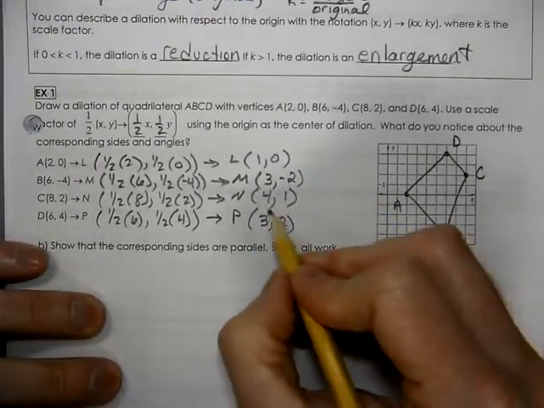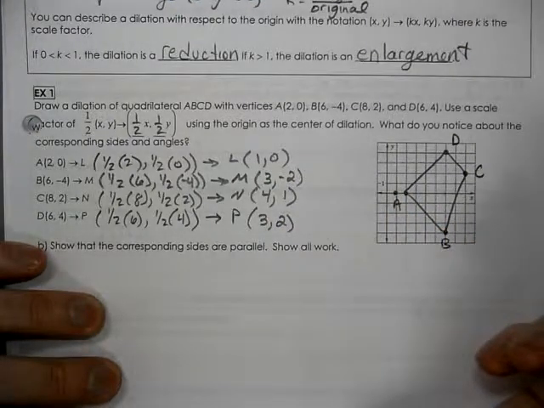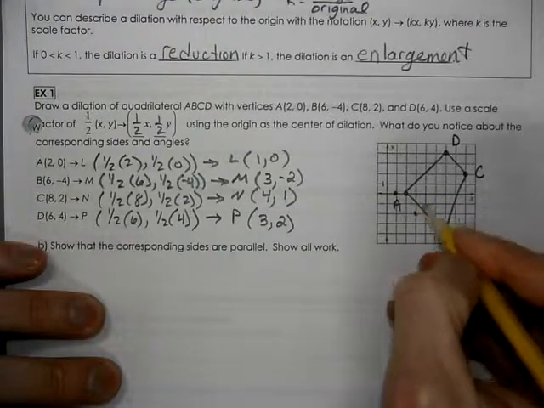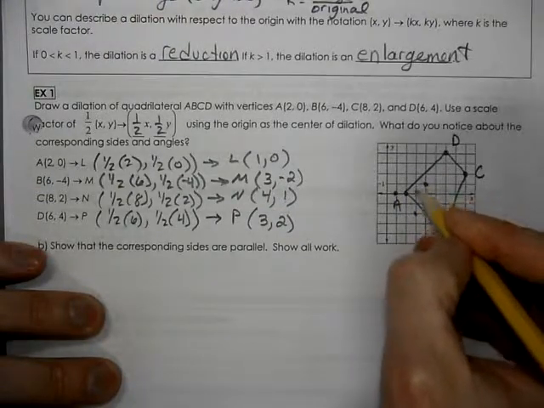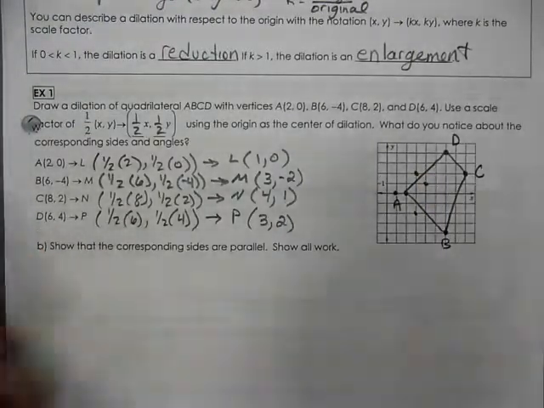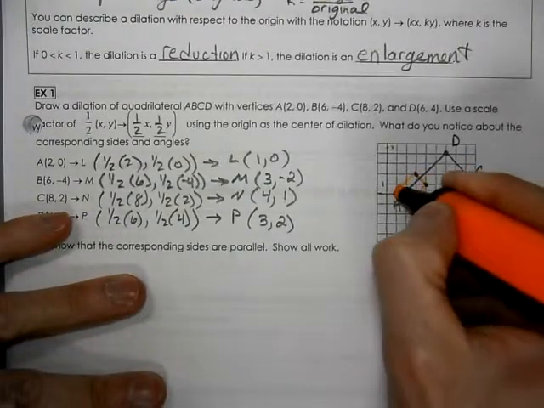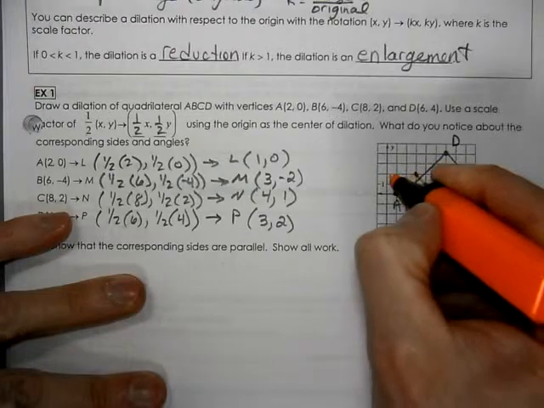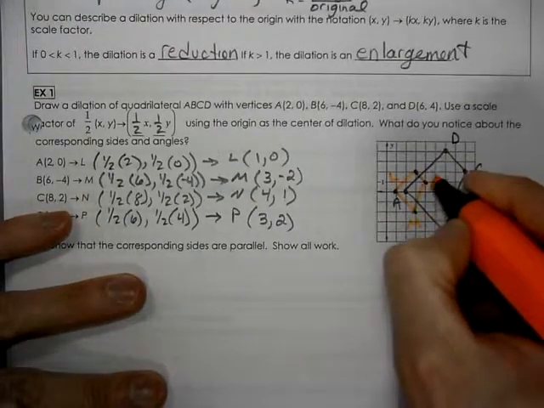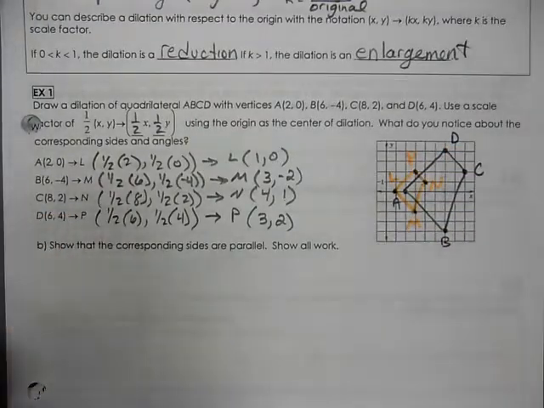So we can go over here at (1, 0), (3, -2), (4, 1), (3, 2). So this was L, M, N, P.